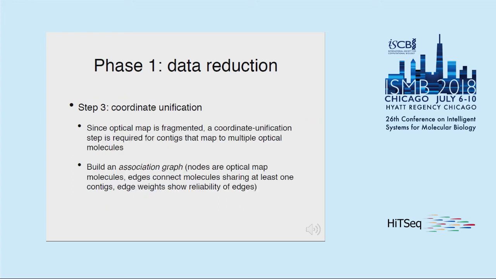Step 3 is the coordinate unification. Since the optical map is also fragmented, a coordinate unification step is required for contexts that map to multiple optical map molecules. We first build an association graph in which the nodes are the optical map molecules. Edges connect molecules which have at least 1 context in common, and the edge width shows the reliability of edges.